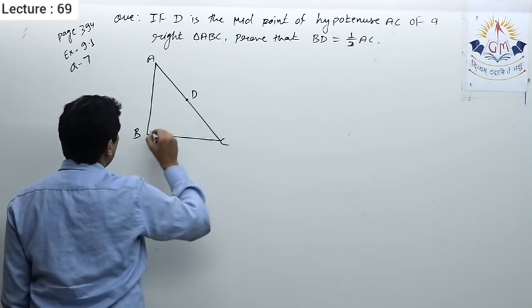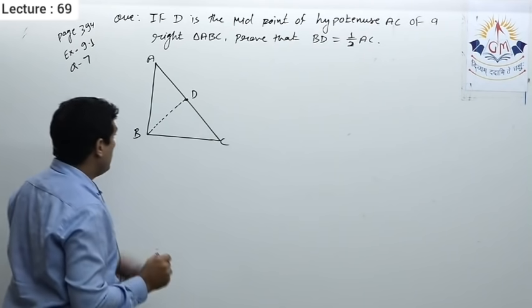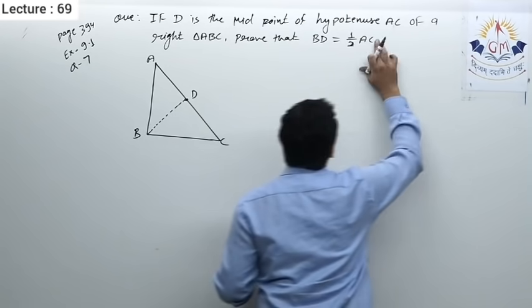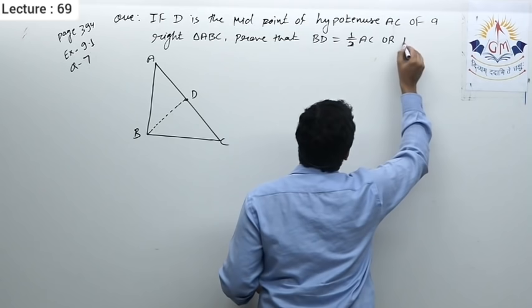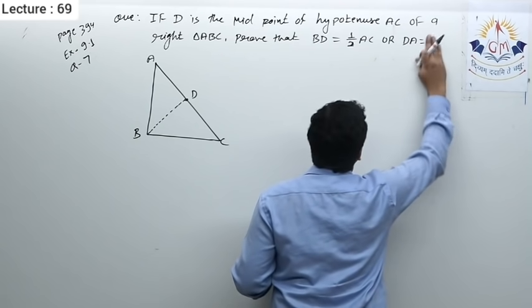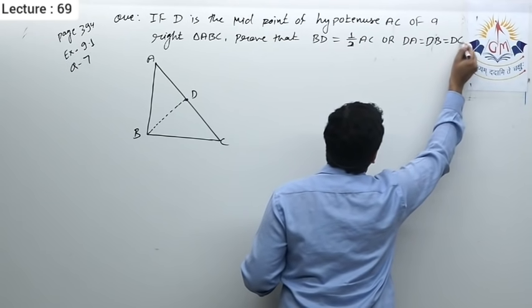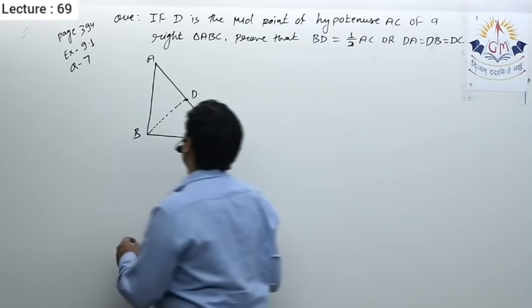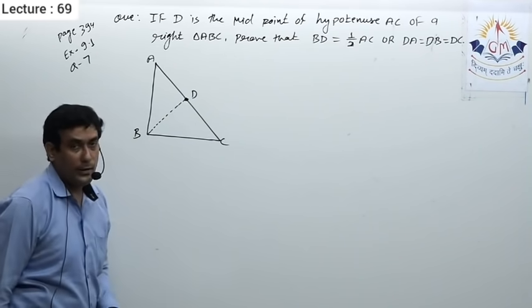So you have to prove BD is equal to half of AC. In other words, they can say BD equals half of AC, or you have to prove DA equal to DB is equal to DC. Okay, it's the same thing. Or if I say prove that point D is equidistant from A, B, C, it's the same thing.